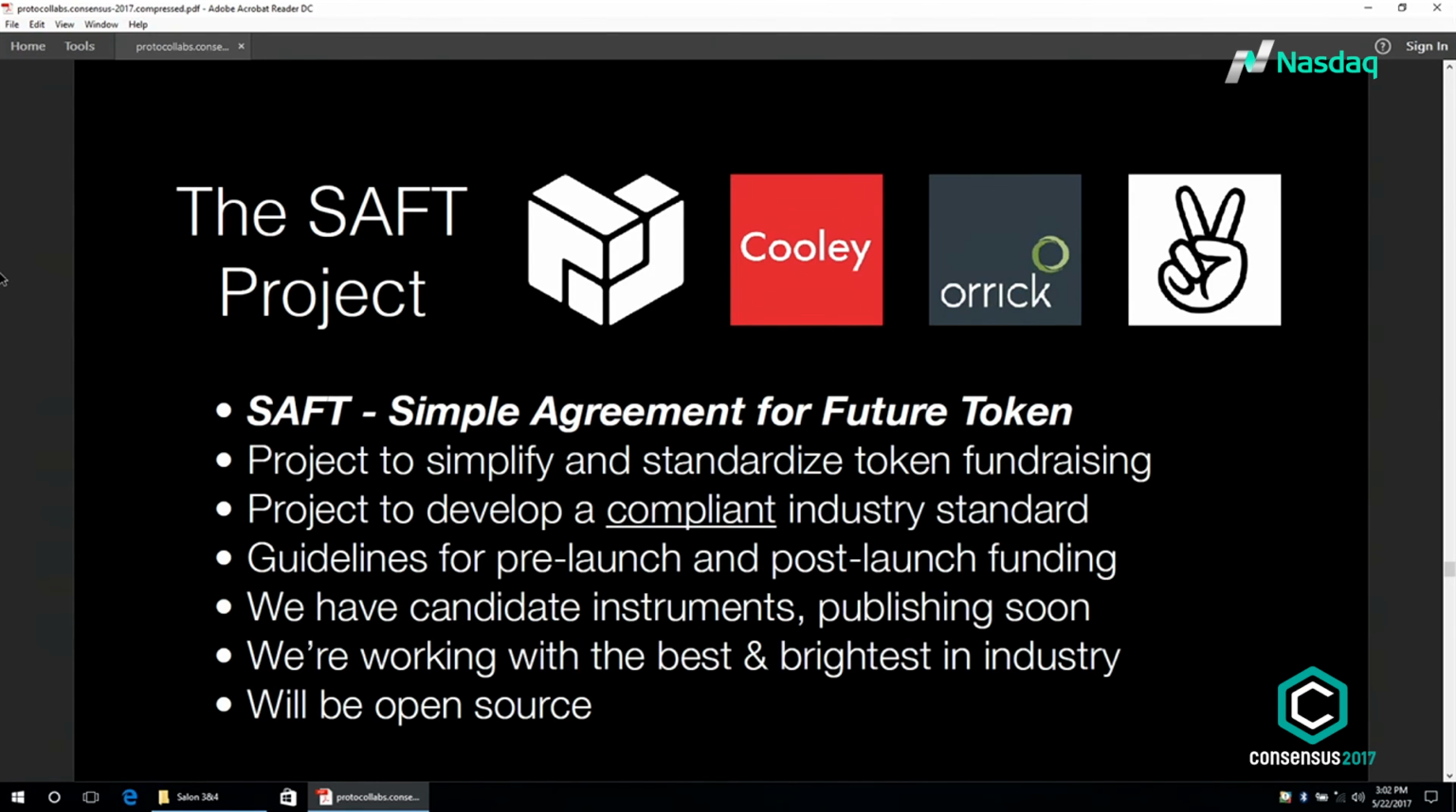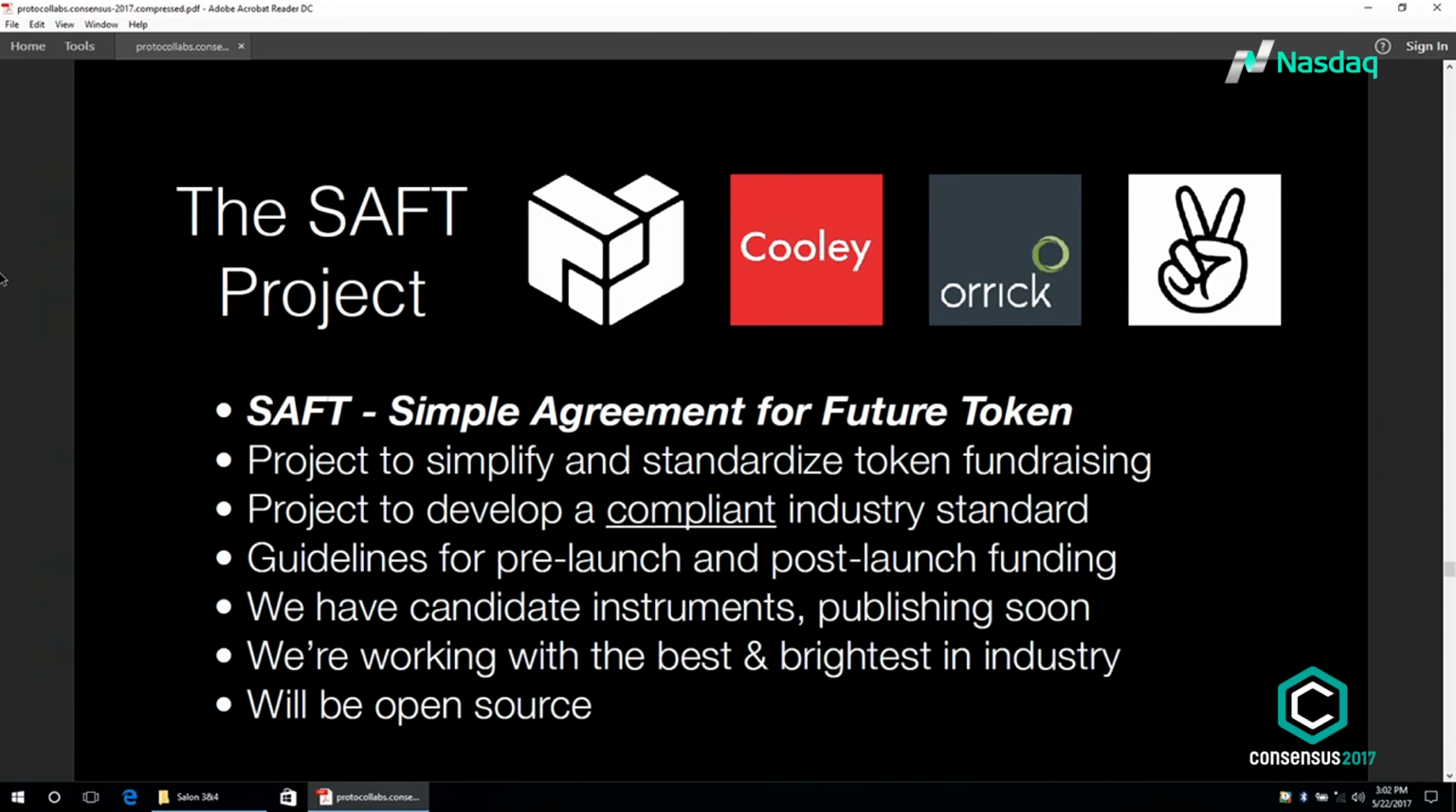So the idea is, can we create something like a simple agreement for future token, where we create a project to simplify and standardize the token fundraising arena? We create a project that develops a compliant industry standard and continues to iterate till there's the perfect solution, right? It might take a long time to find the perfect thing, but we can already find really good solutions now that can provide people guidelines for pre-launch and post-launch fundraising schemes, and have some candidate instruments that people can use.